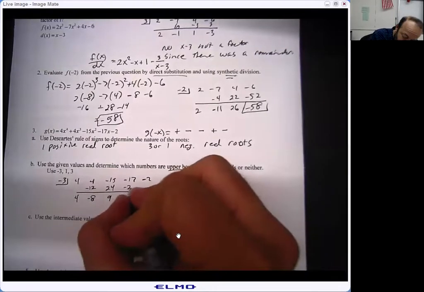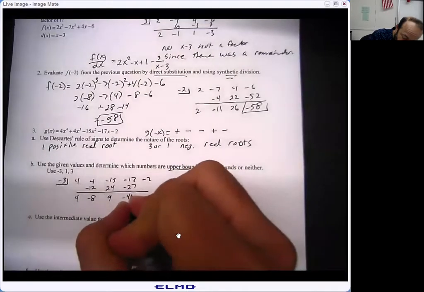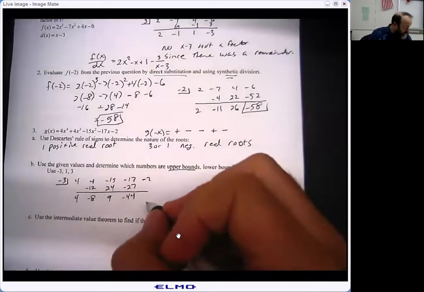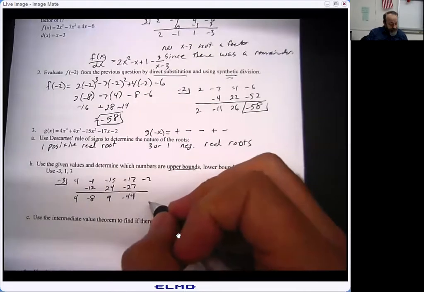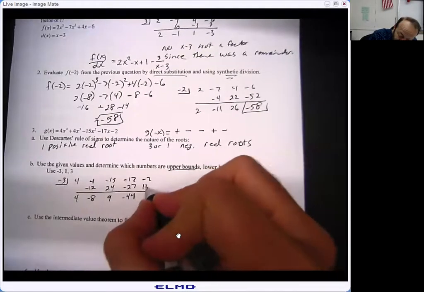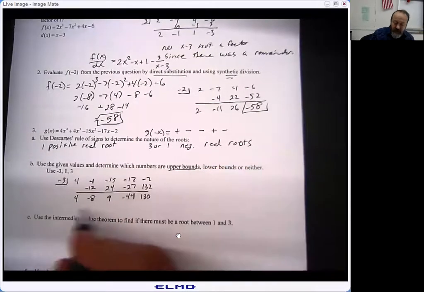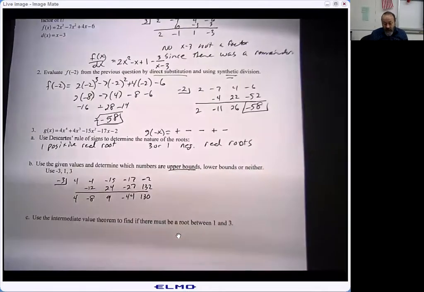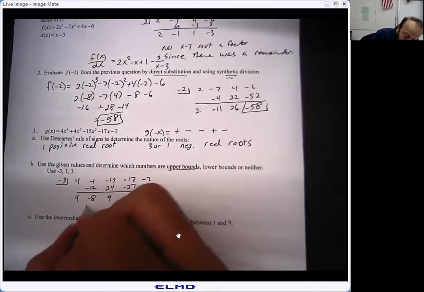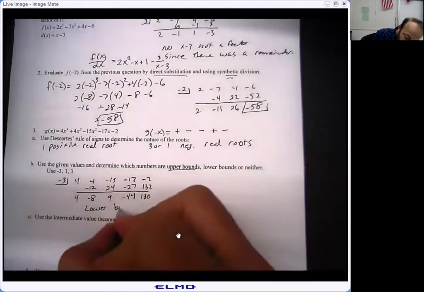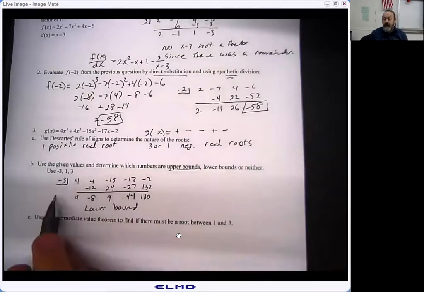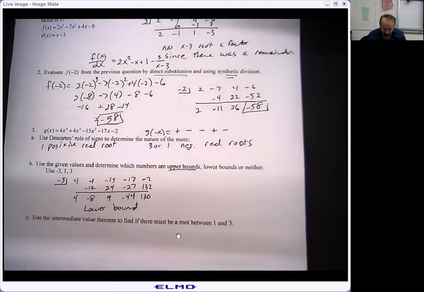That gives us -27. This is getting pretty large. -44, that's going to give me 132, and therefore 130. So notice the alternation of the signs. So that definitely means this is a lower bound. Now, is it possible that there's another one, like say maybe -2 would also be a lower bound? It didn't say the greatest lower bound. It just said a lower bound. So I know all of the roots here are above -3.